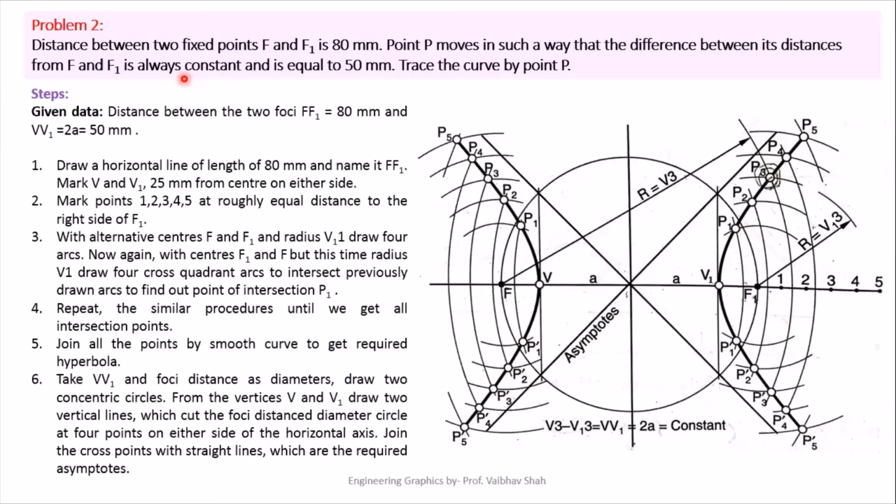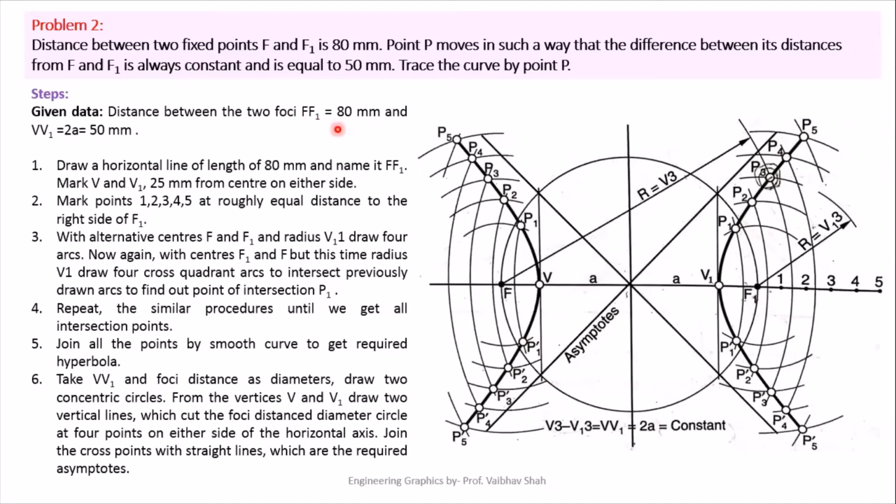So if we refer to my lecture number 1, Introduction to Engineering Curves, then you can directly relate this statement with the definition of hyperbola, in which it says that point P moves in such a way that the difference between its distances from two focal points F and F1 is always constant and is equal to the distance between two vertices, which is equal to a constant. And here the constant is given, which is 50. That is nothing but the distance between two vertices. So the V V1 distance, which is also known as the transverse axis distance, is given as 50 mm. And the focal point distance is already given, which is 80 mm.